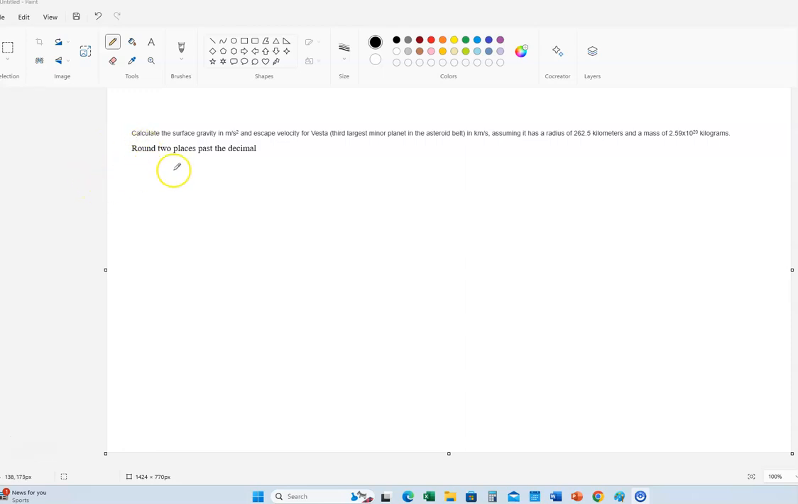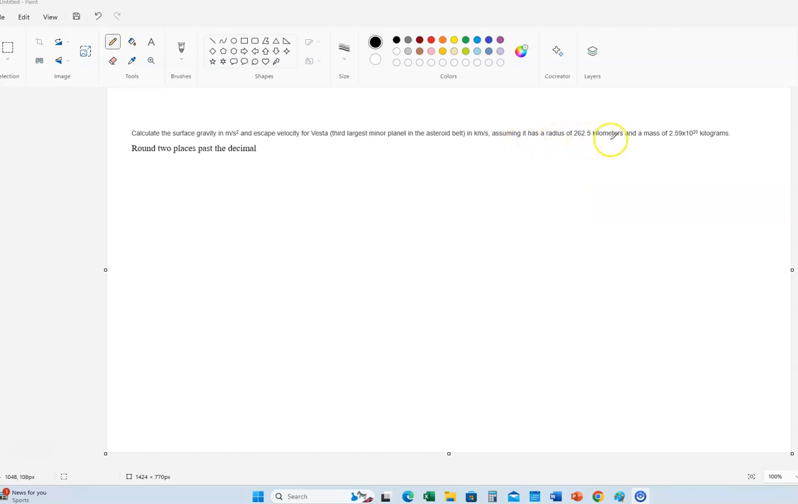All right, for our sample problems, this is question number 11. It says calculate the surface gravity in meters per second and the escape velocity for Vesta, the third largest minor planet in the asteroid belt, in kilometers per second. Okay, so gravity as usual in meters per second. The escape velocity, remember the calculation is in meters per second, but then we usually change it to kilometers per second.